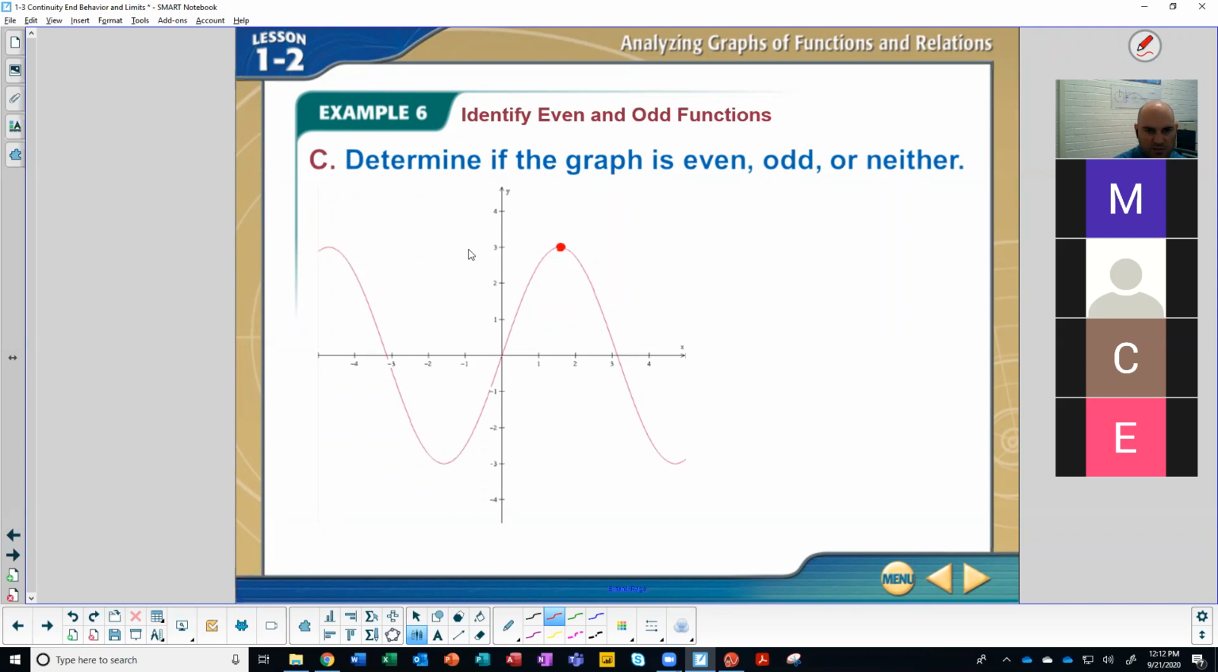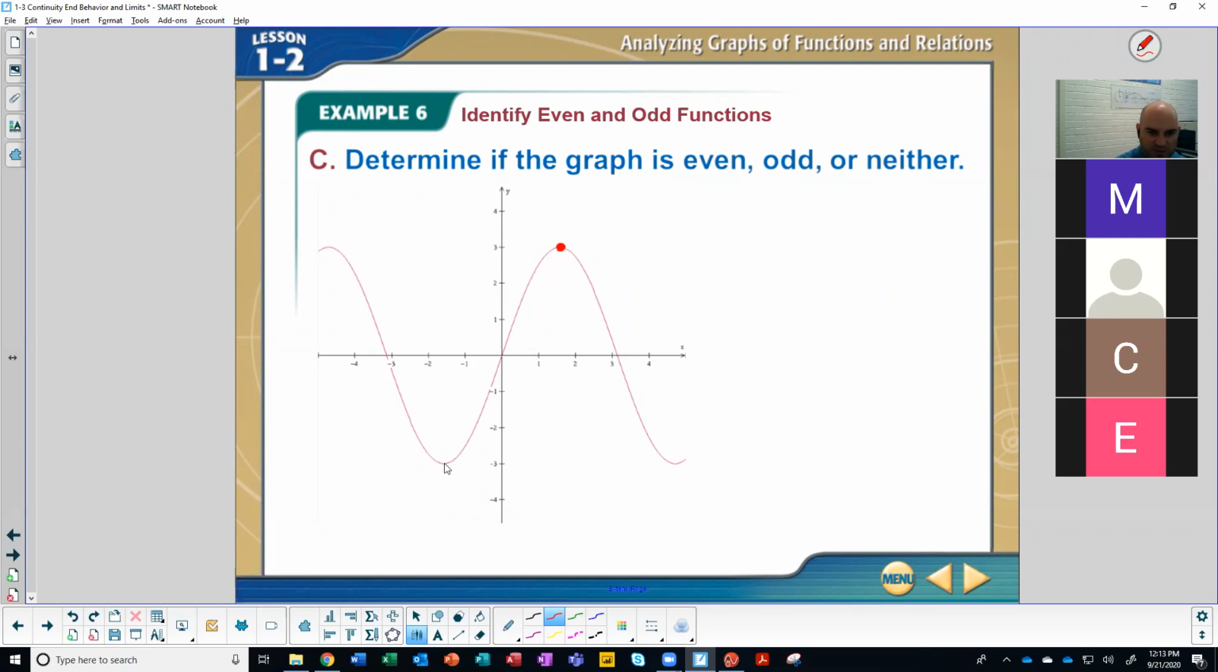I can tell really quickly this is not symmetrical on the y-axis because this point does not reflect to about right there. So it doesn't reflect across the y-axis, nor does it reflect across the x-axis. Otherwise, you would have a point down there. So it does not reflect across the x or the y.